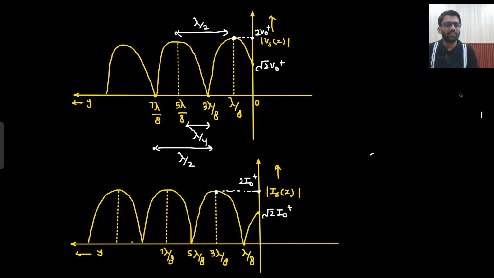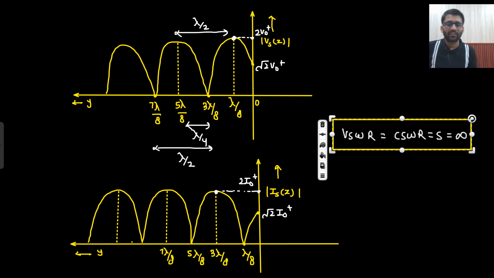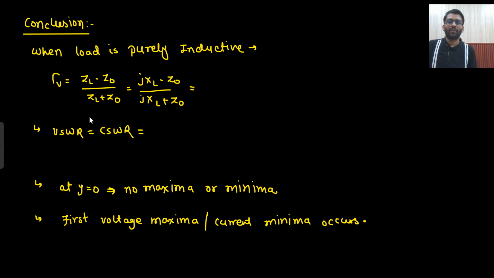So what is the conclusion we can see? The first conclusion is that our standing wave ratio, VSWR, which is equal to CSWR, and that is equal to S, is infinity. And the second conclusion is that first voltage maxima is occurring. So that we are going to write down.